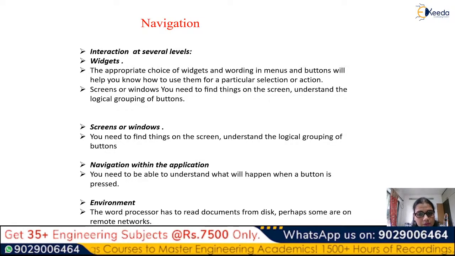The appropriate choice of widgets and wording in menus and buttons will help users know how to use them for a particular selection or action. If you have worked on an IDE, an integrated development environment like .NET with VB, you can see that when you open it there is a form, and on the left side you'll find the tools. When you drag and drop a button onto your form, you will see the label is Button 1, and when you right click on it or click on properties, you will find the properties.